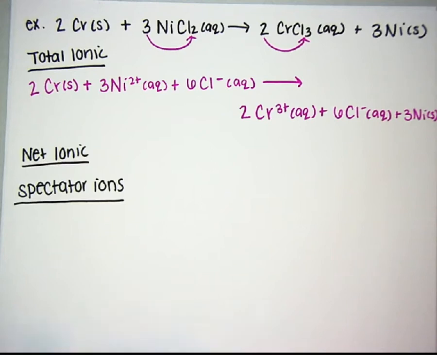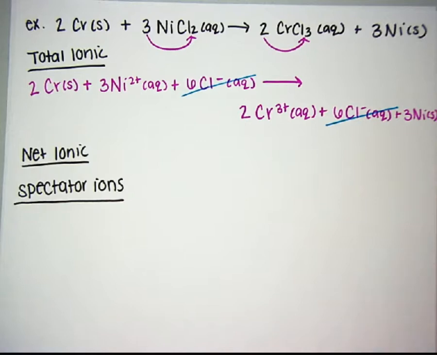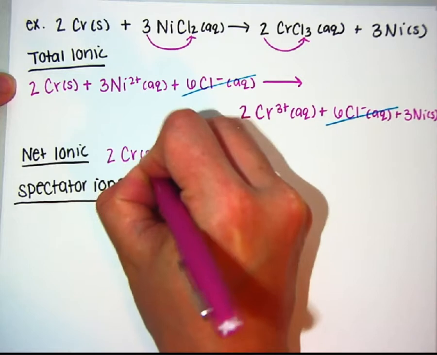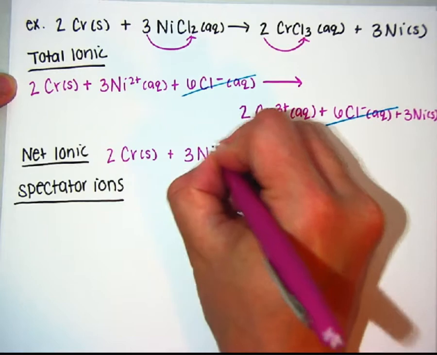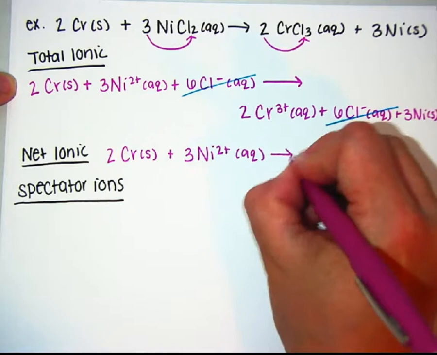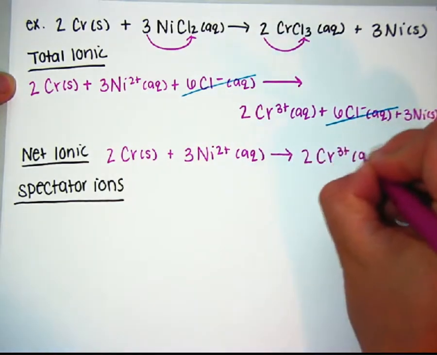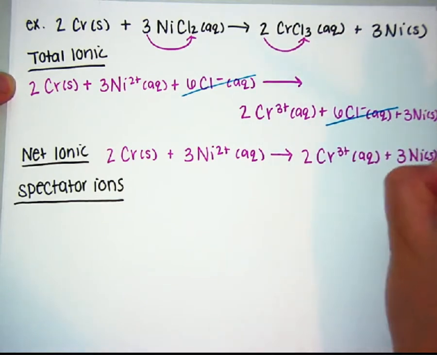Going from total ionic to net ionic, cancel out any ion on both the reactant and product side. Write whatever is left over. 2 chromium solid plus 3 nickel 2 plus aqueous yields 2 chromium 3 plus aqueous plus 3 nickel solid.